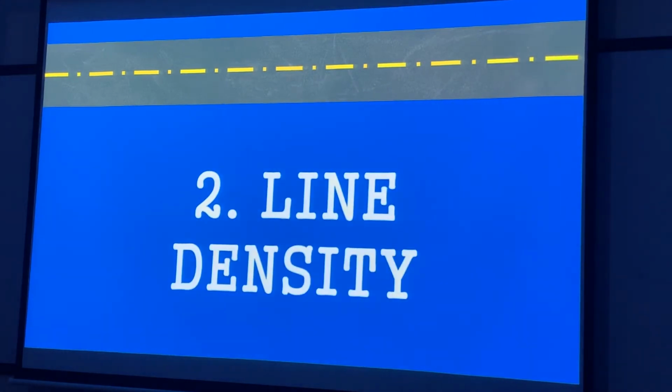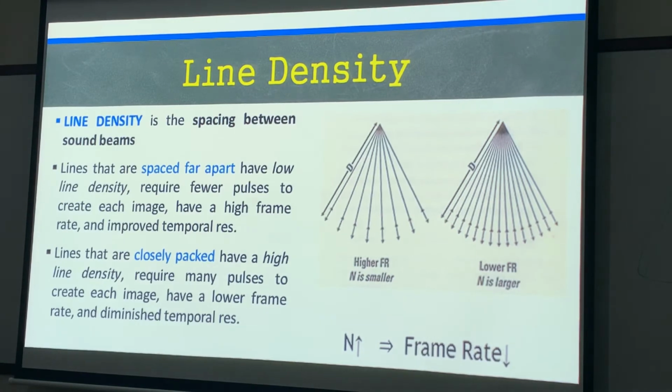Okay. Our last one, guys, is line density. Line density is the spacing between the sound beams. Okay. This has to do with detail resolution. So the number of focal zones has to do with lateral resolution, right? If I increase the number of focal zones, I'm increasing my lateral resolution, but I'm decreasing my frame rate. But when I'm talking about sector width, it has nothing to do with image quality. I'm only increasing and decreasing temporal resolution.